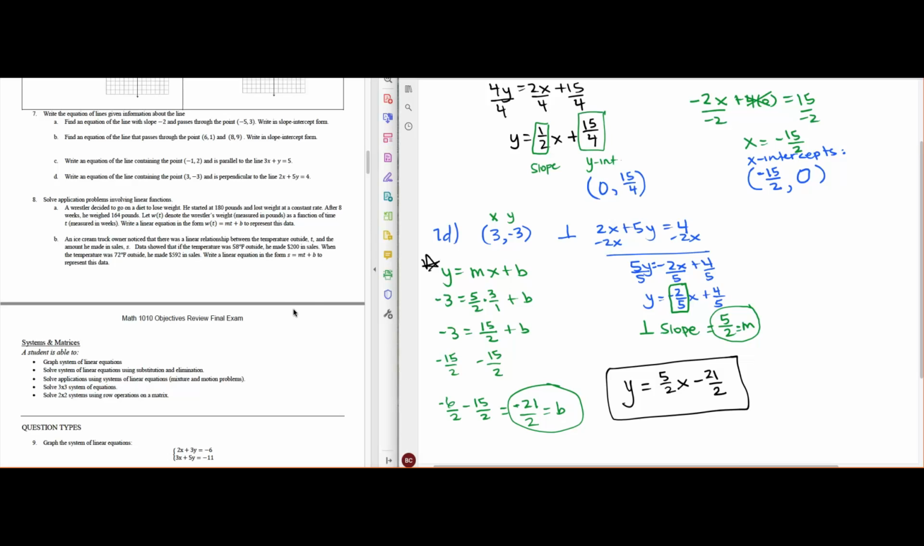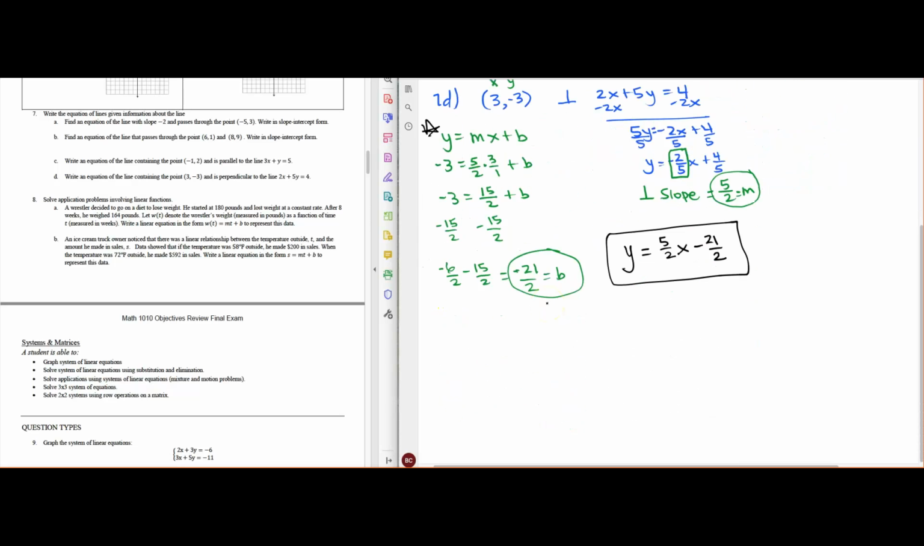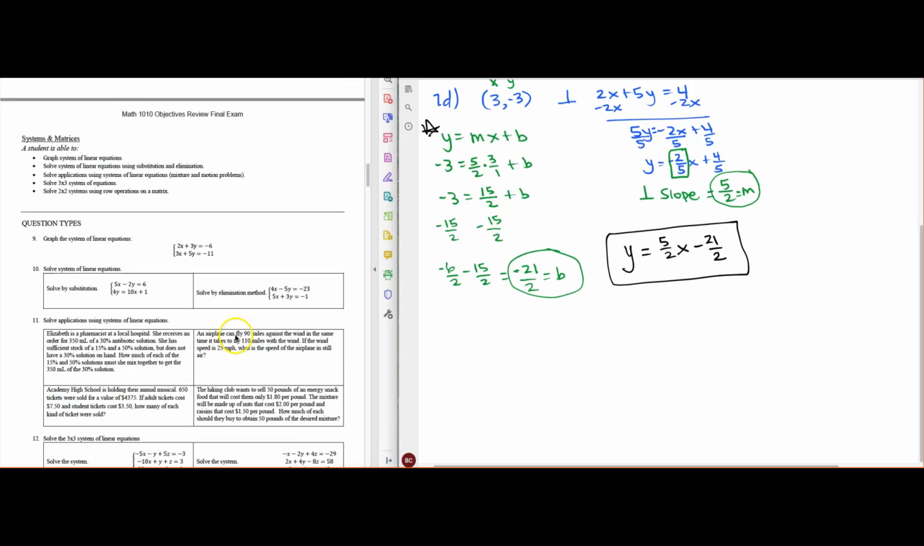Let's make sure you know how to do some systems of linear equations, right?